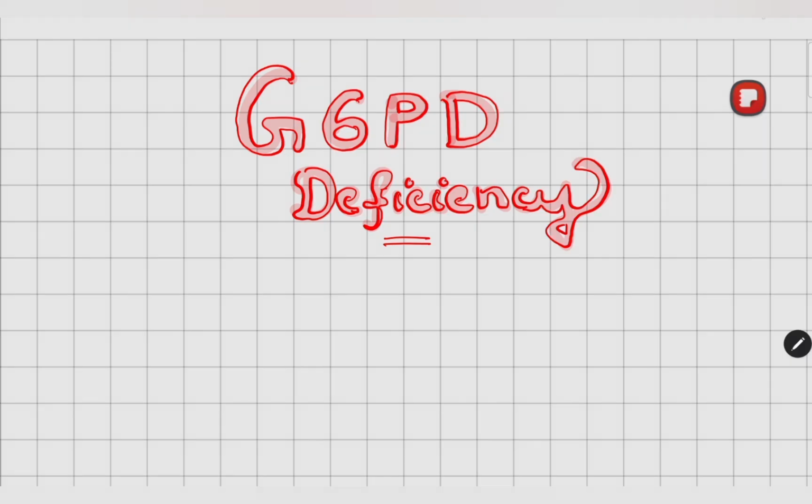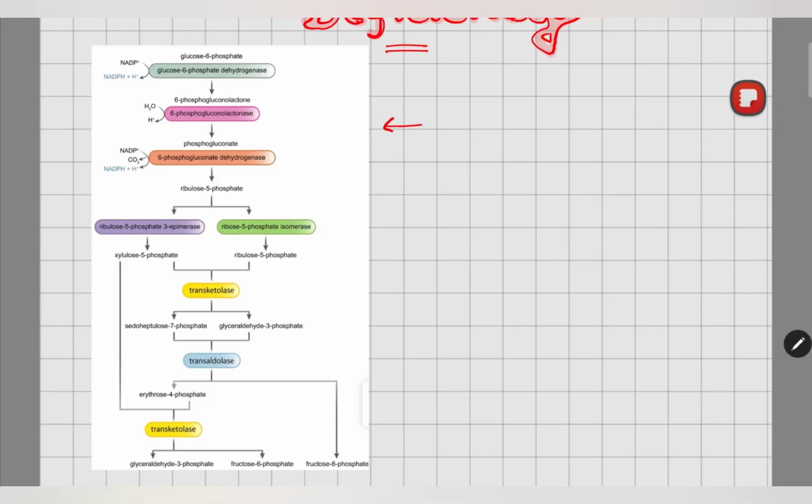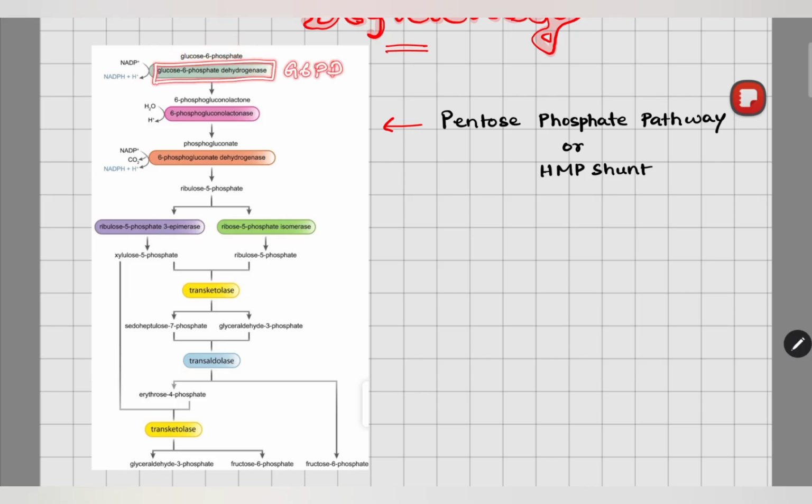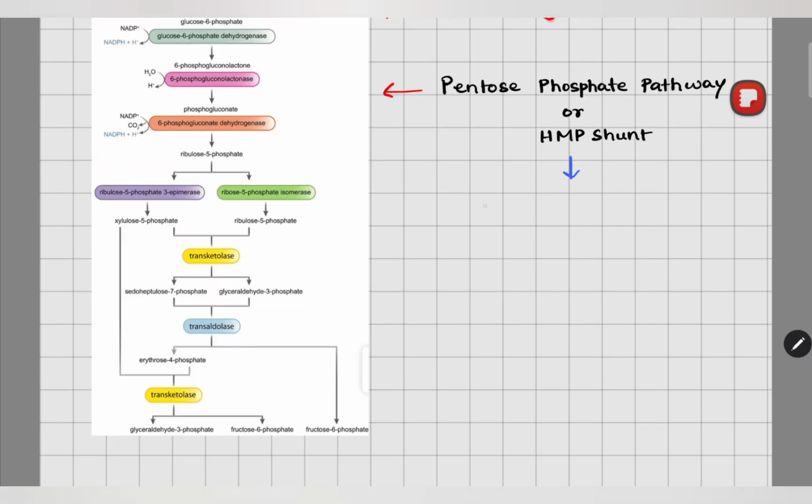Let's first start with why anemia happens due to G6PD deficiency. So we can see the pentose phosphate pathway on the left hand side, and the pentose phosphate pathway is also known as the HMP shunt pathway. In this pathway, glucose 6-phosphate is oxidized by glucose 6-phosphate dehydrogenase to form 6-phosphogluconolactone. In this pathway, we get NADPH in various steps, which is the reduced form of NADP. And this NADPH is an electron donor.